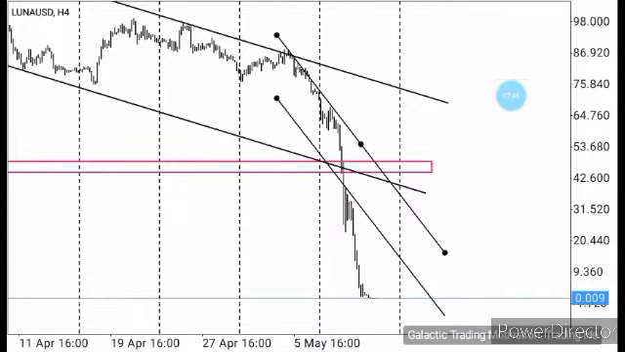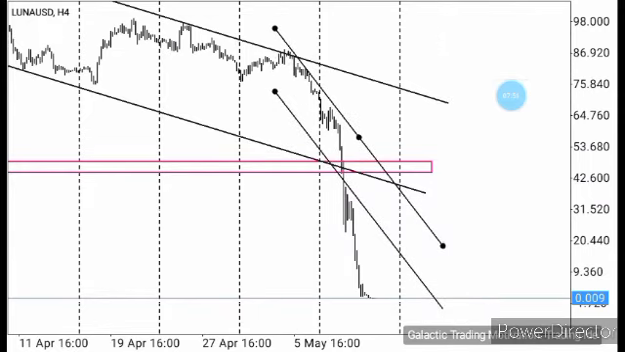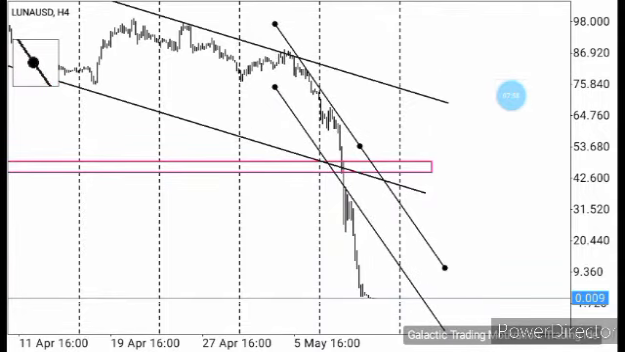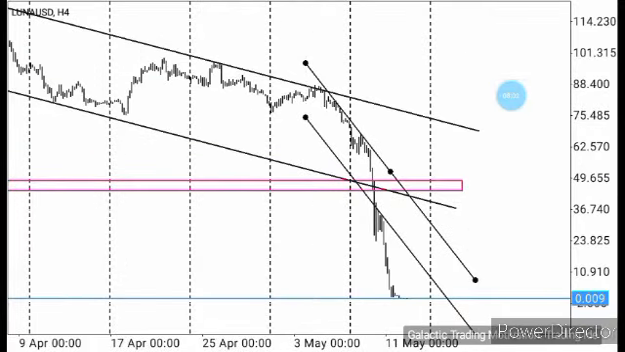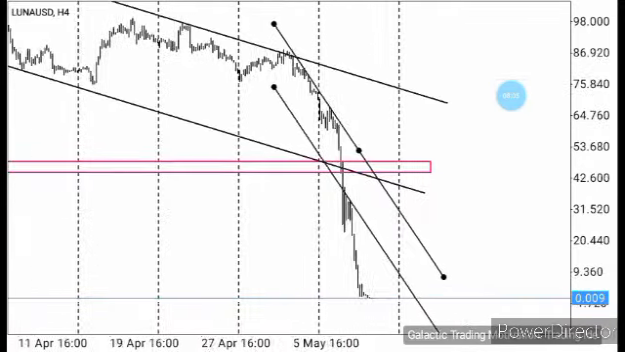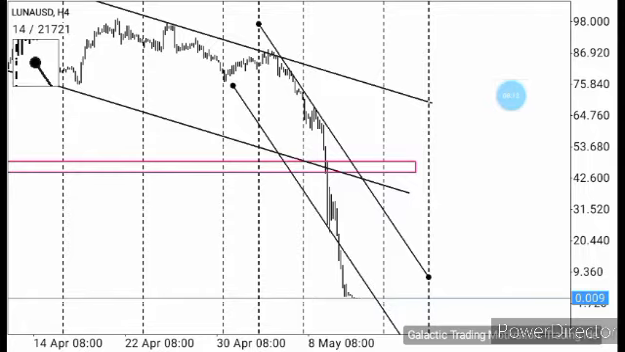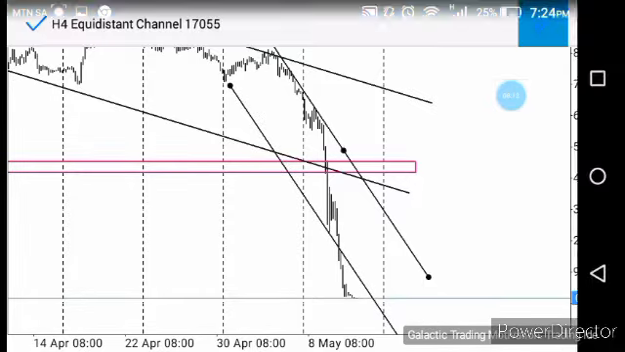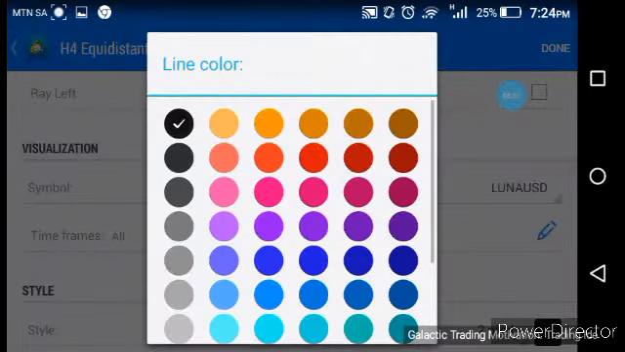Just bear with me, guys. I would add it in this manner as well. And let me just make it a different color. I'll make it a blue.